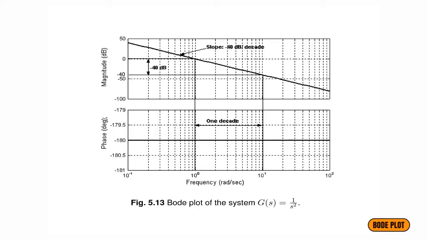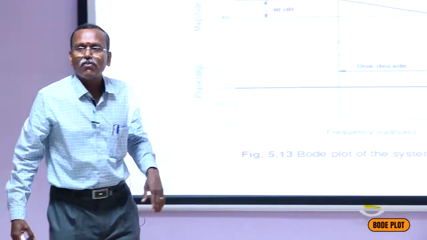So what is the Bode plot for 1 by s square? It is a line passing through 1 comma 0. Omega equal to 1, magnitude equal to 0 dB. What is the slope? Minus 40 dB per decade, because if you take one decade, the magnitude is decreasing at the rate of 40 dB.